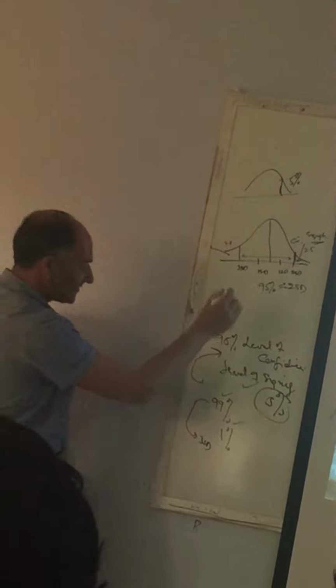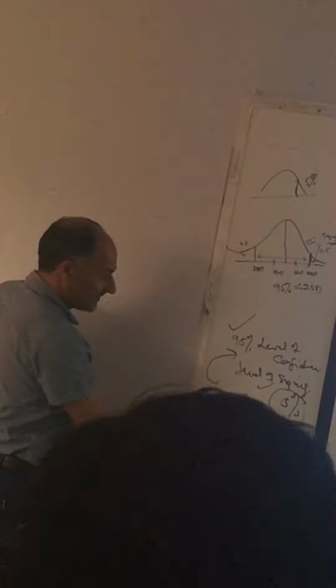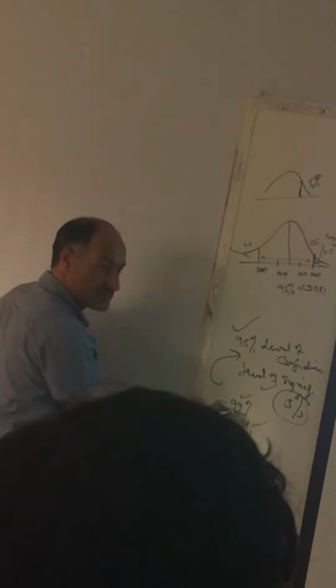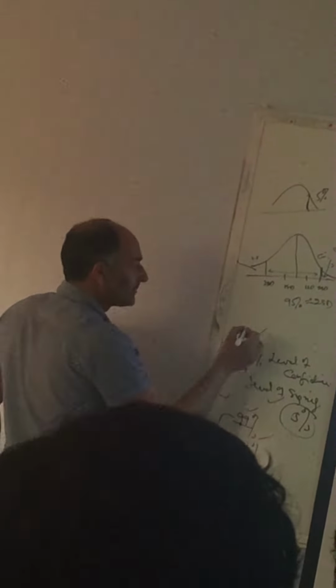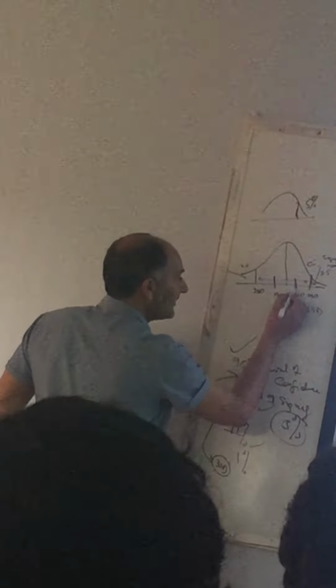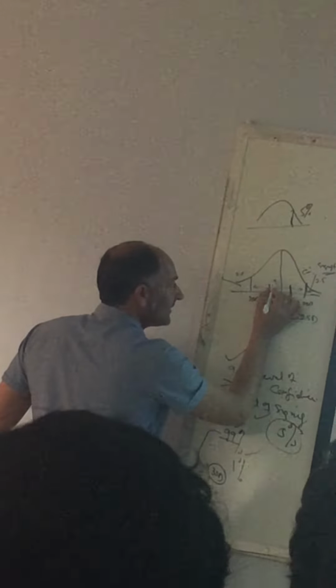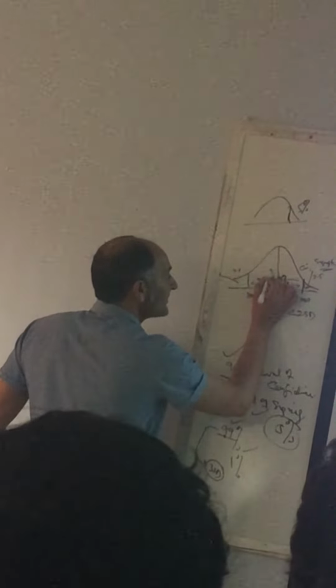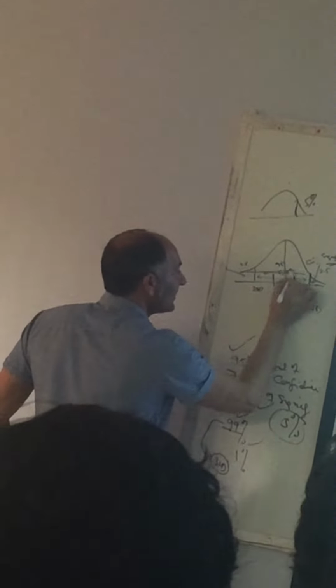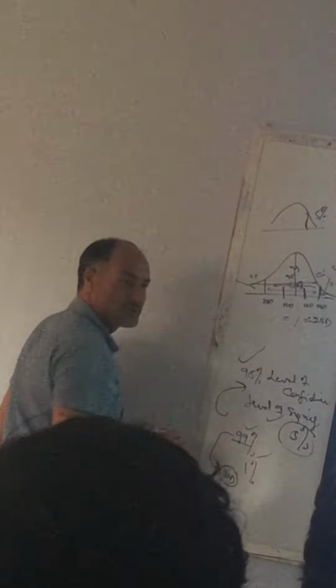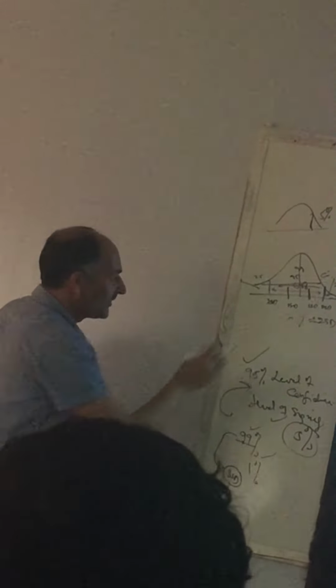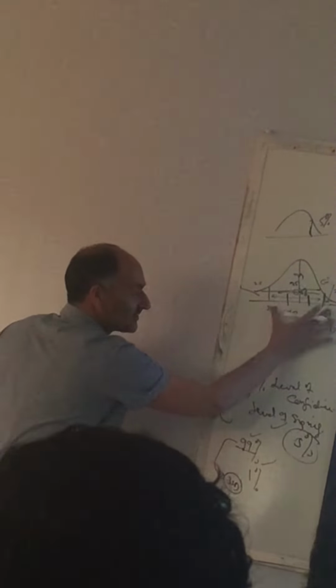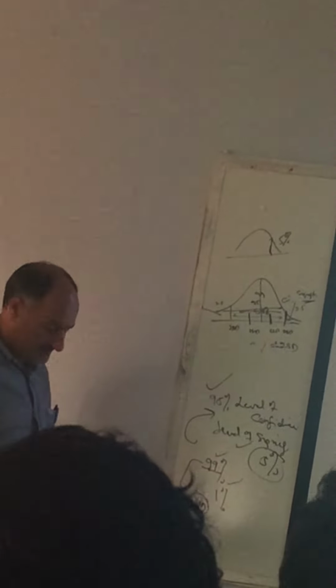So how many observations are within this? Within 3 standard deviations, how many observations will fall? 99%. And within 2 SD? 95%. And between 1 SD? 68%. From here to here, it's 95. From here to here, it's 99. So you have 3 lines: 1 standard deviation, 2 standard deviations, 3 standard deviations. Is that clear?